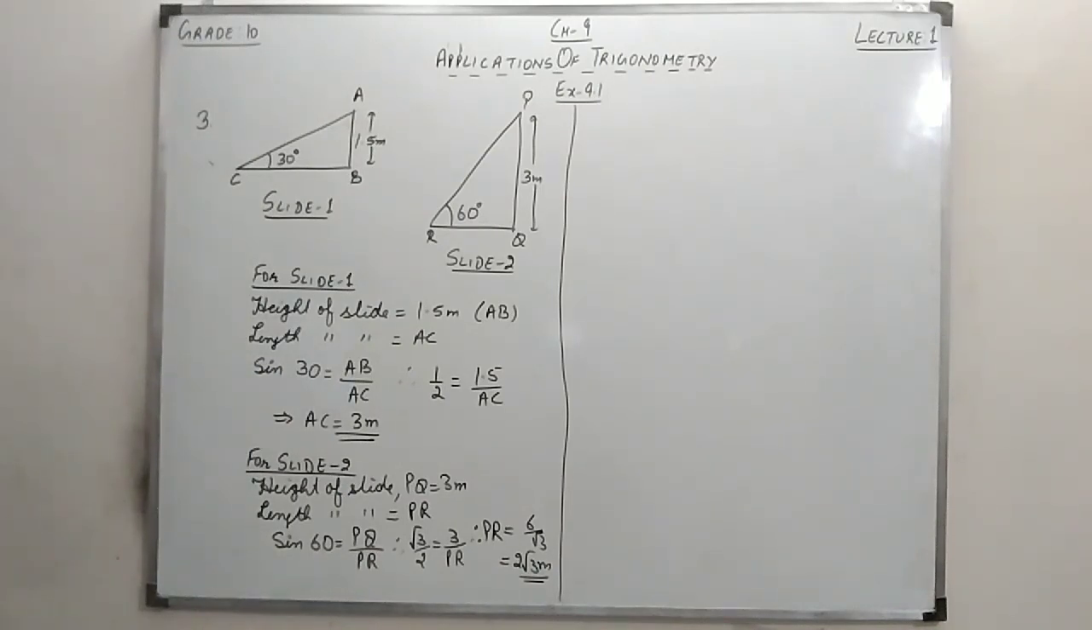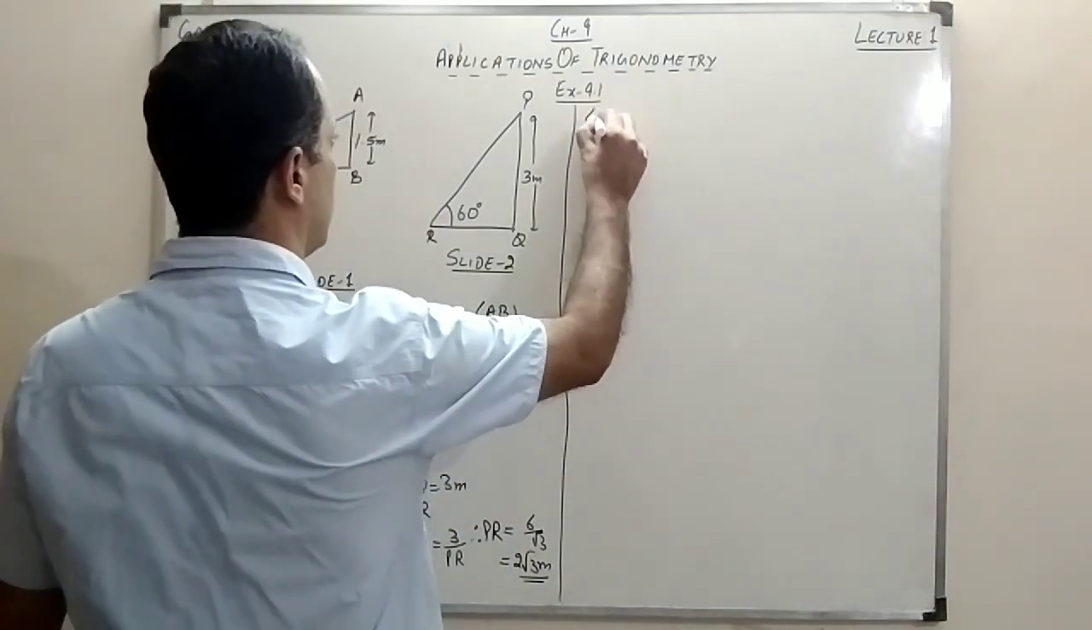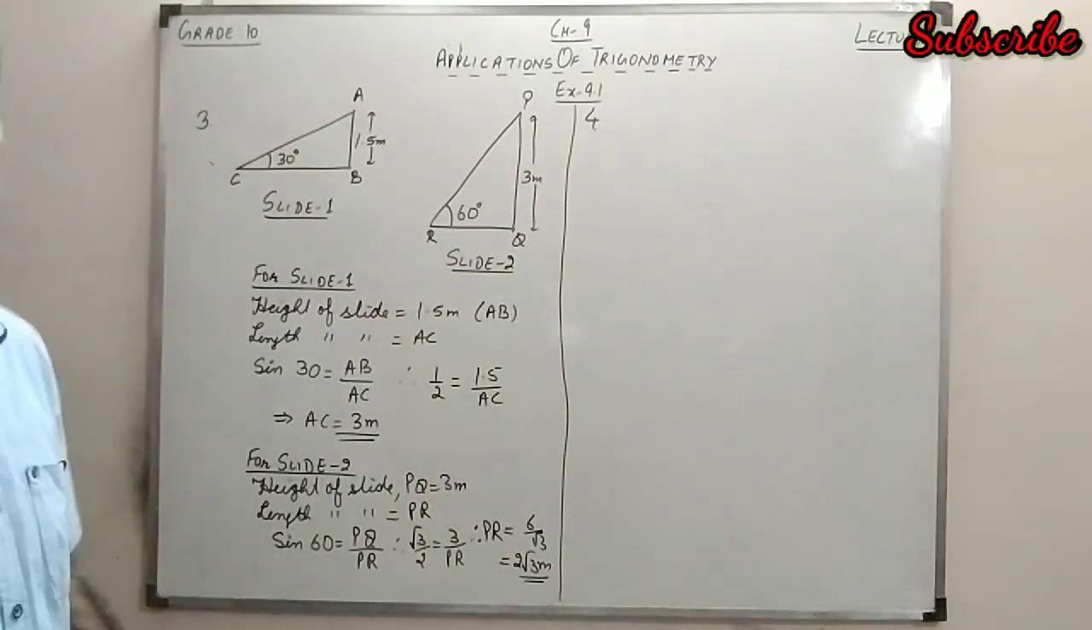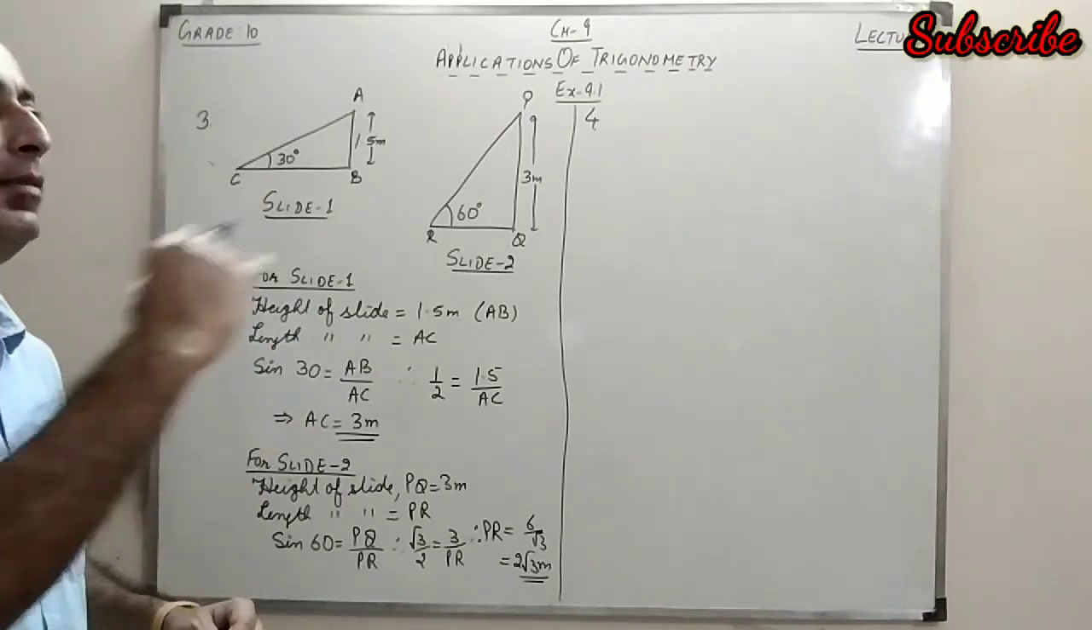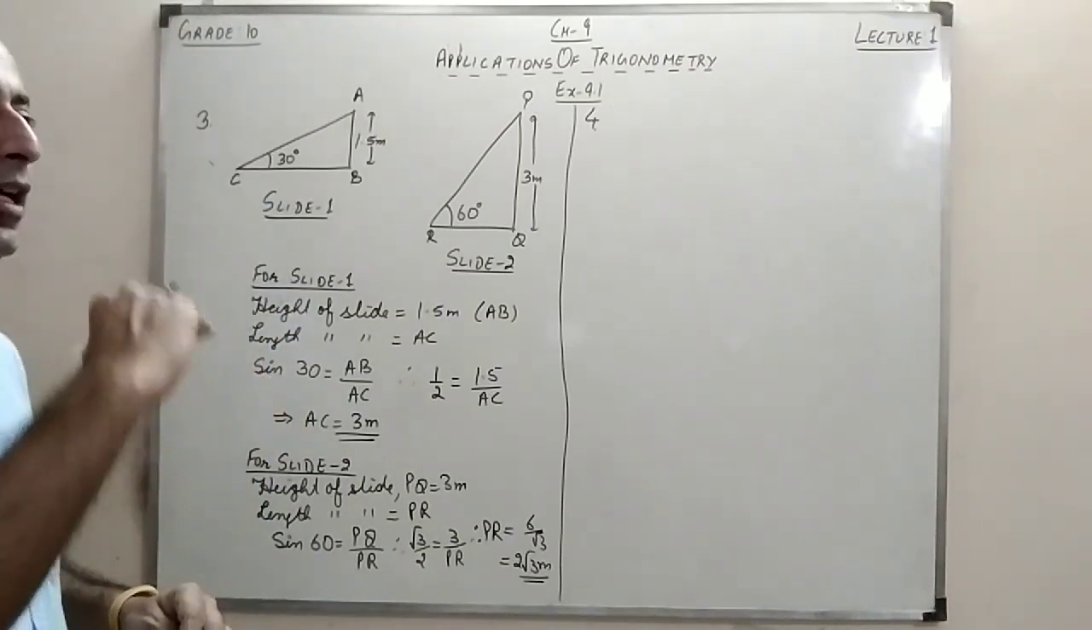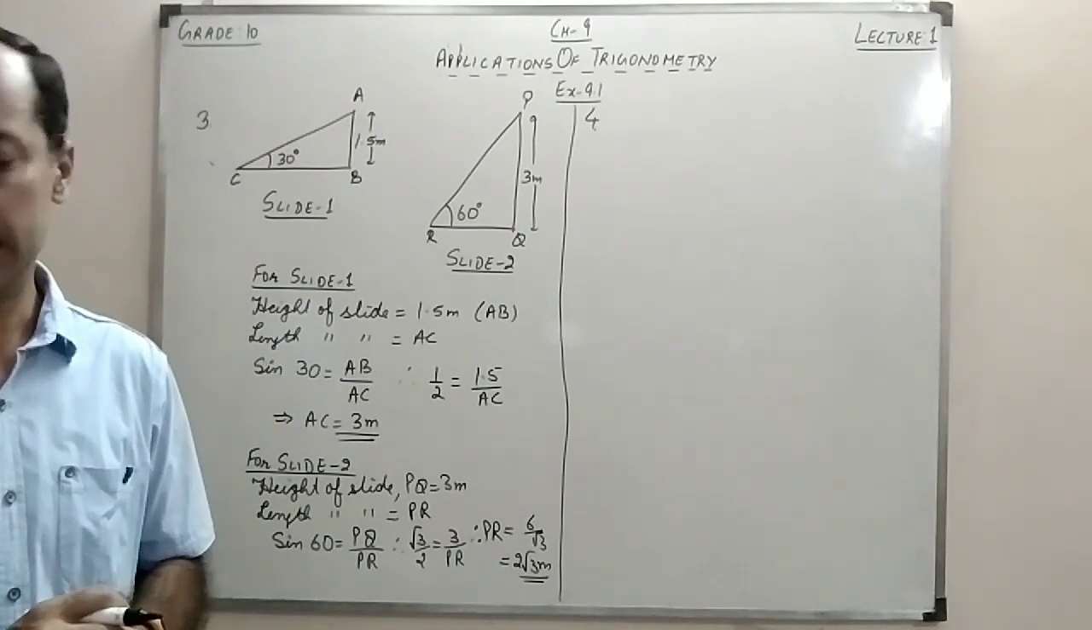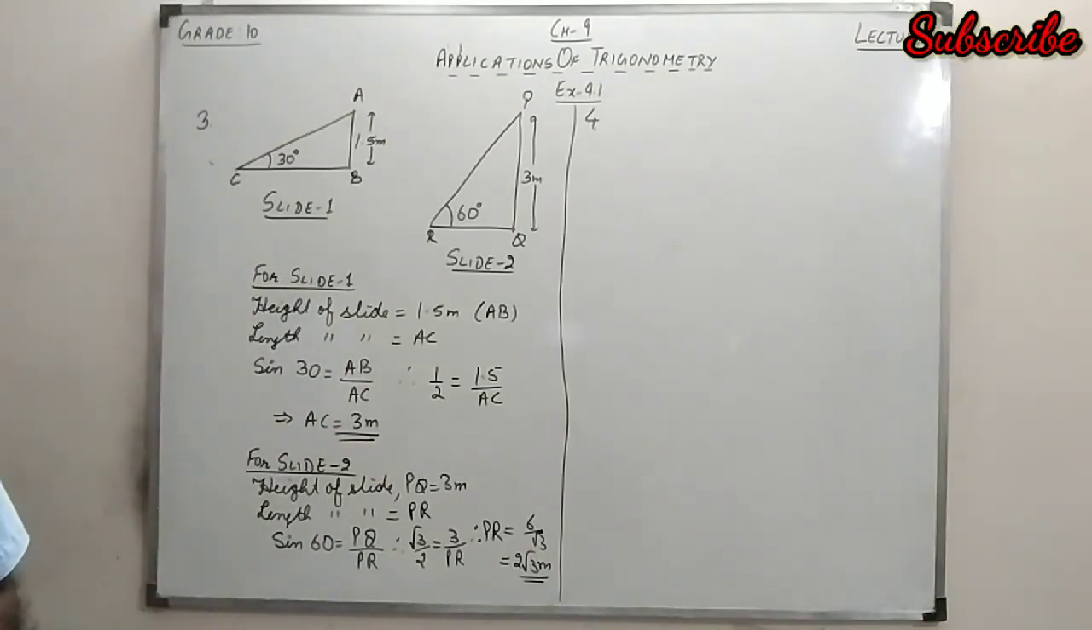Now let's go to the next question. Given the angle of elevation of the top of the tower. Angle of elevation means the person is standing down and looking up, and the angle formed by the horizontal line and the line of sight is called the angle of elevation.